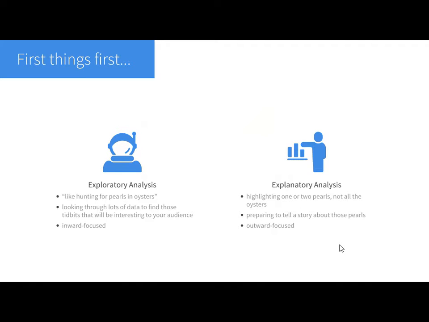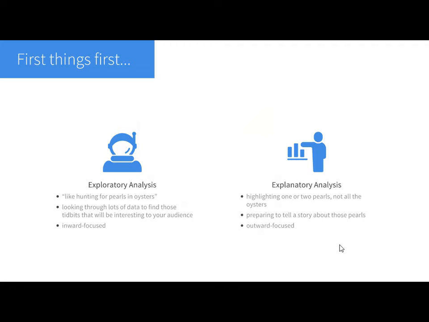As a first step toward understanding context, the author suggests a distinction between exploratory analysis and explanatory analysis. When you are in the exploratory phase, you are probably faced with a whole heap of data, maybe 100 oysters, and you're looking for the 1 or 2 pearls that will be most compelling to your audience. When you reach the explanatory phase, by contrast, you have found those 1 or 2 pearls, and you're trying to figure out how to tell a story about them that will engage your audience.